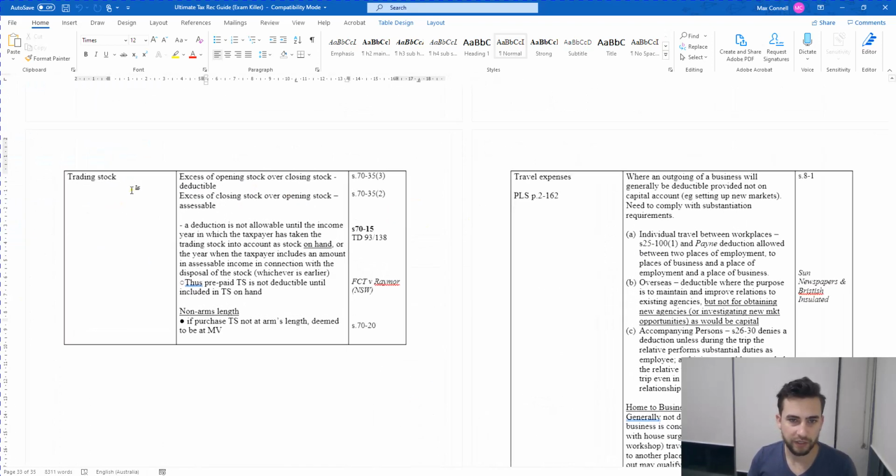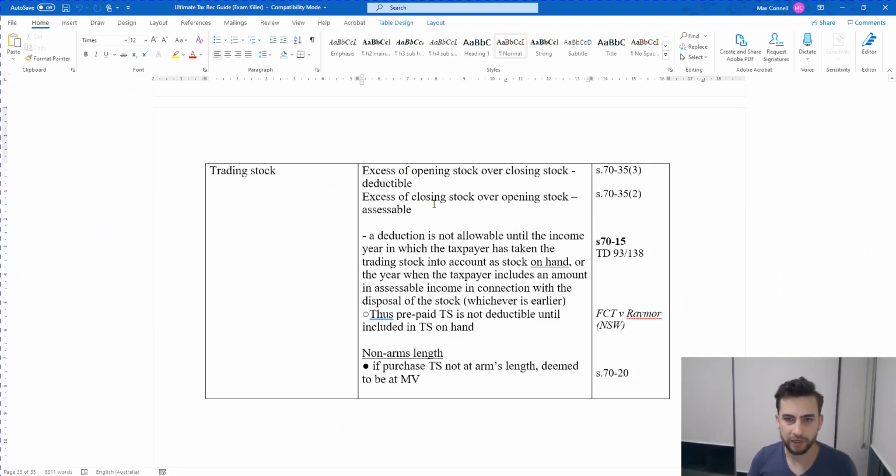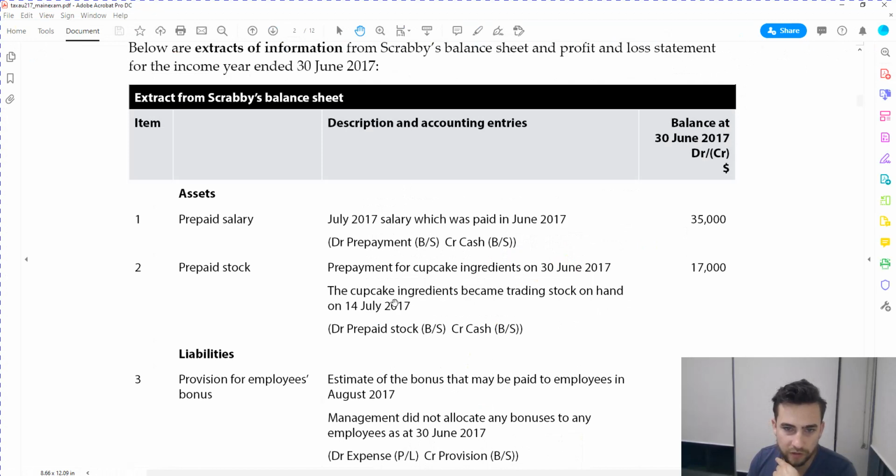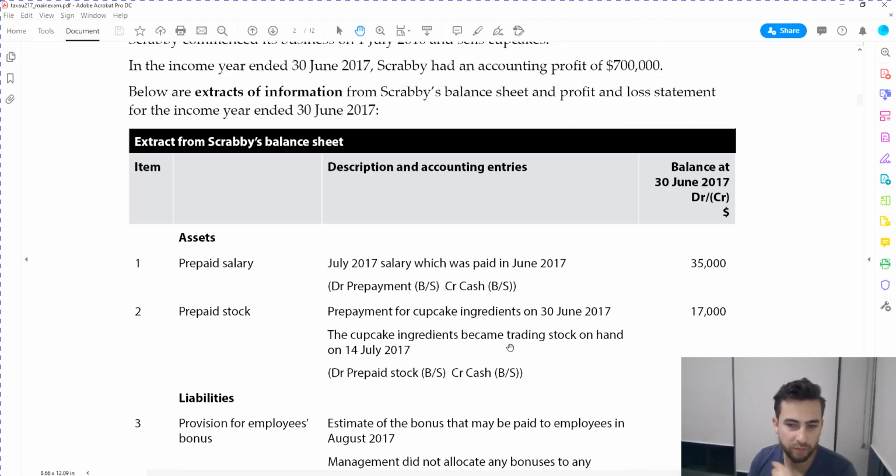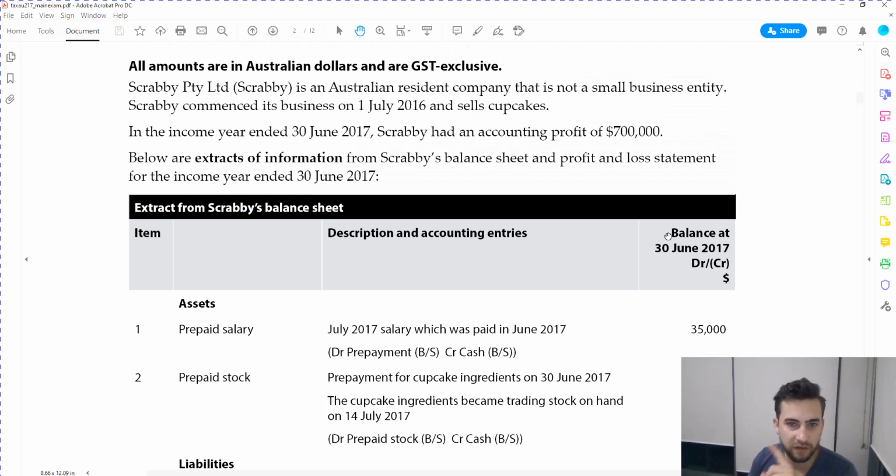So it actually says in here, so we know how to calculate it, but when is the deduction incurred? So a deduction is not allowable until the income year in which the stock payer has taken the trading stock into account as stock on hand. So this is the key distinction here, and obviously on hand. So what does it say in the question over here? So it says the cupcake ingredients didn't become stock on hand until 14th of July. So that's actually when they get the deduction for tax purposes, on 14th of July. However, that's in the next tax year, isn't it? So they actually wouldn't get any adjustment for tax in this question.